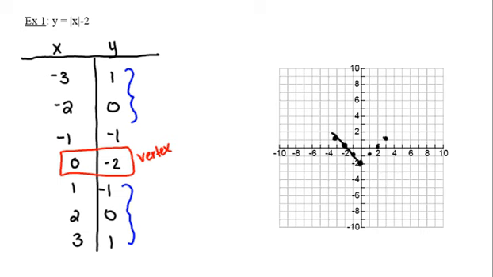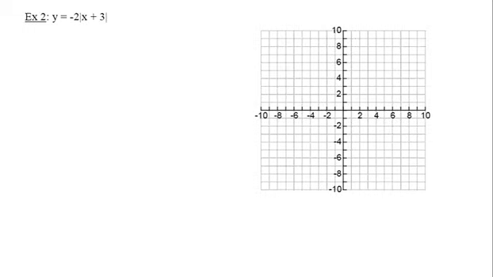Make your V, put arrows and a label on your graph, and there's your absolute value graph. Now remember, arrows and a label for all of your graphs, and for these graphs you do need a table. So let's look at the second example.